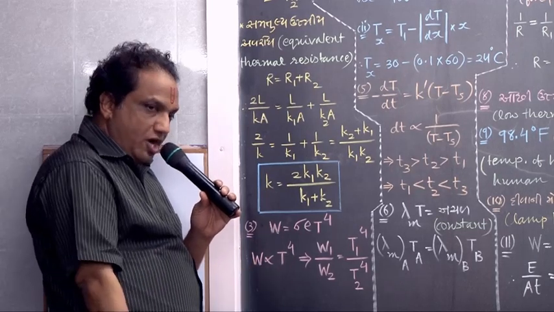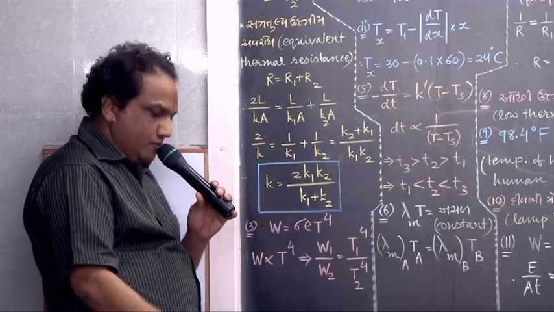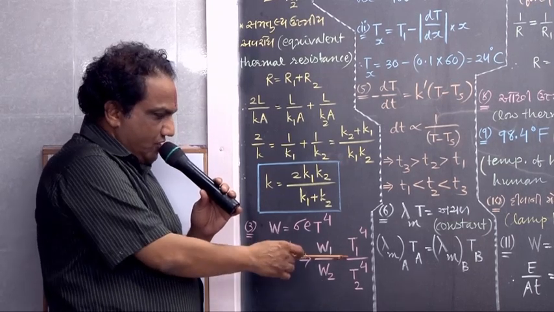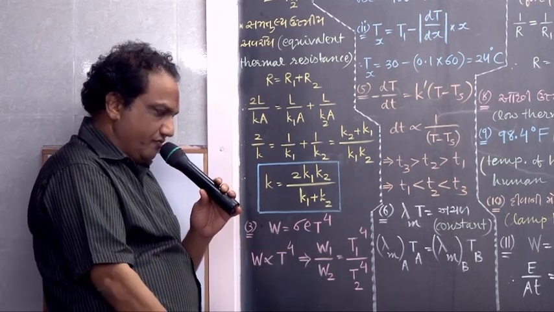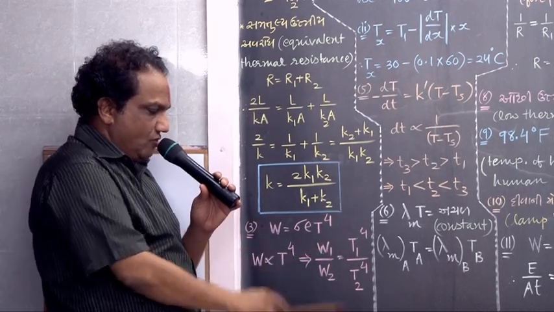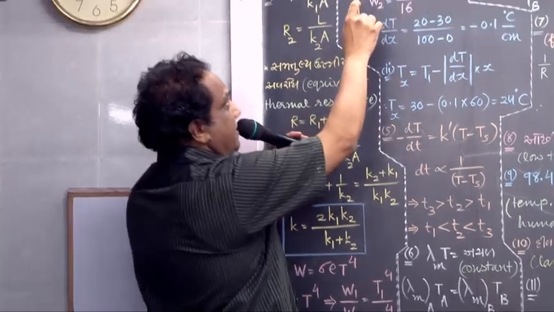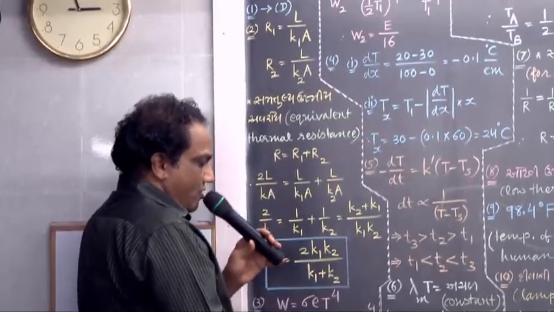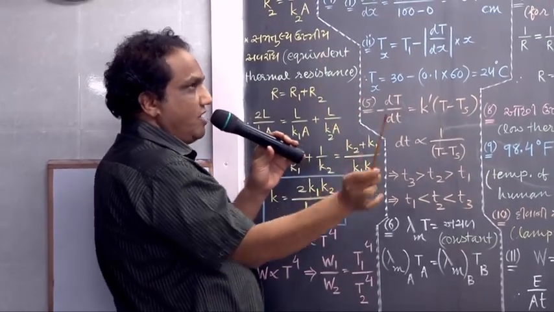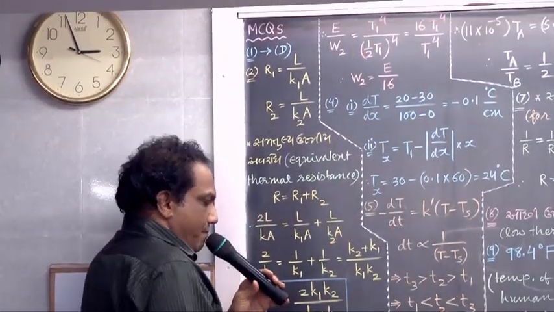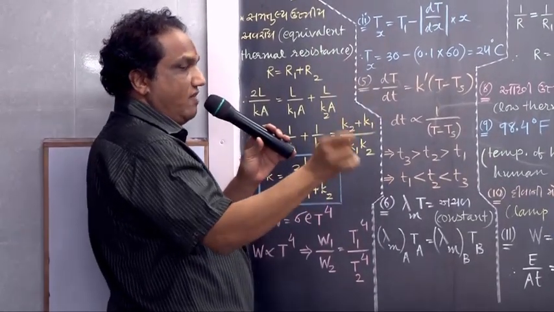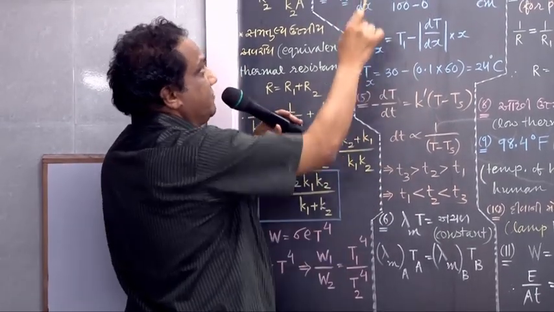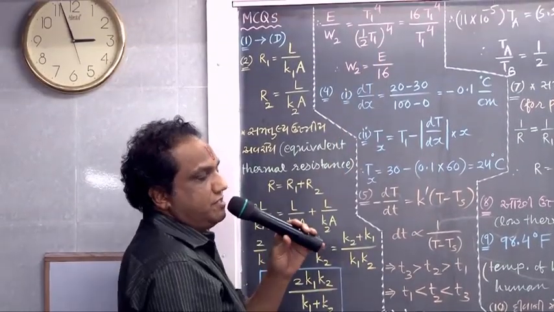Direct proportionality, so W1 upon W2 equals T1 raised to 4 upon T2 raised to 4. Fine. This first value of total emissive power they have given as capital E. Next value we require: what about first temperature? We don't know, we don't require also. Let it be T1 as it is. But the second temperature they have given half of first temperature. So T2 is 1 by 2 T1.